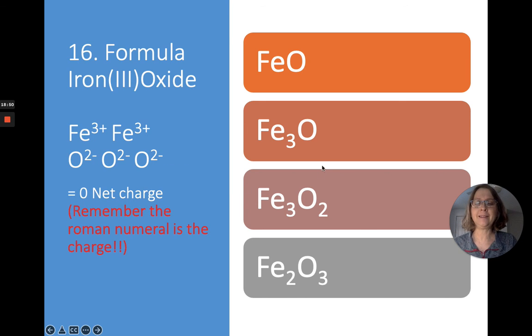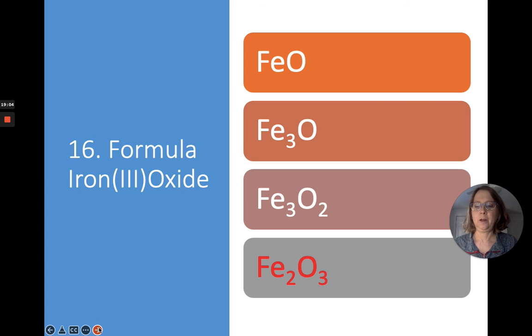So let's go back to my explanation here. So Fe2O3, notice that if it's iron 3+, that would be 6+. O3 would be 6-, no net charge. And remember, the Roman numeral is the charge. Okay, and so that would be your correct answer. And that's your lesson. Hope that it made some sense.